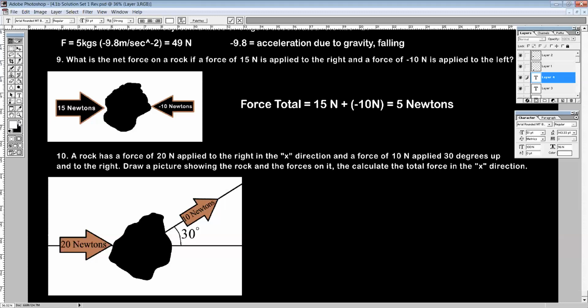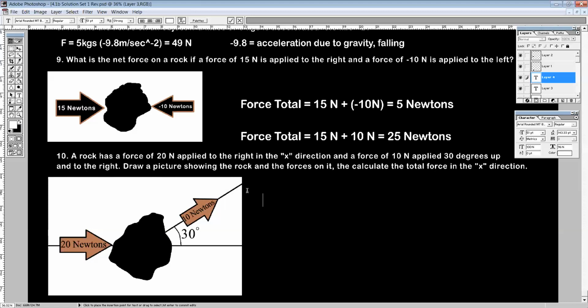If both forces had been in the same direction, well, we can do that real quick. Force total would be equal to our original 15 newtons going to the right. And let's say we swap that 10 newton force that's going to the left, and we switch it over to 10 newtons to the right also. Then we have a result of 25 newtons pushing on that rock. All right, and let's see here. Okay, so I hope that's clear.